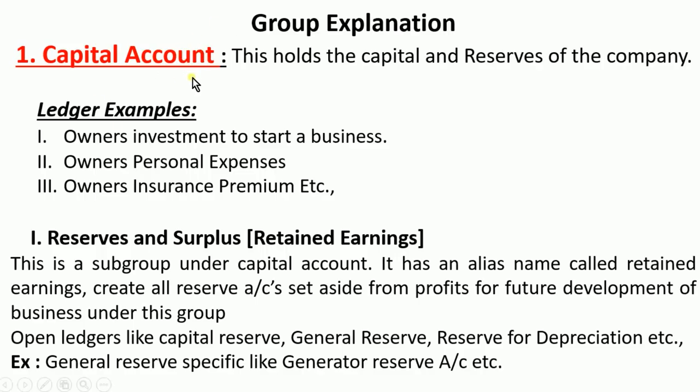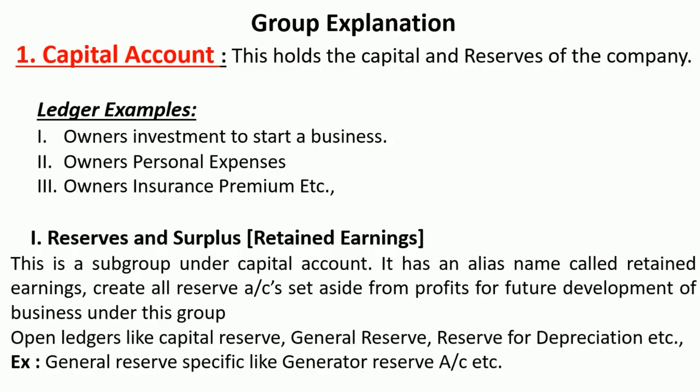Maybe his personal expenses, we'll call it drawings. Since he takes the amount from the business for his personal use, we'll call it drawings. That also comes under capital account. Insurance premium of the owner, maybe the life insurance premium of the owner for his life, not for the company. So it will be treated as capital account. Even, for example, if he pays income tax, that also we take as capital account.